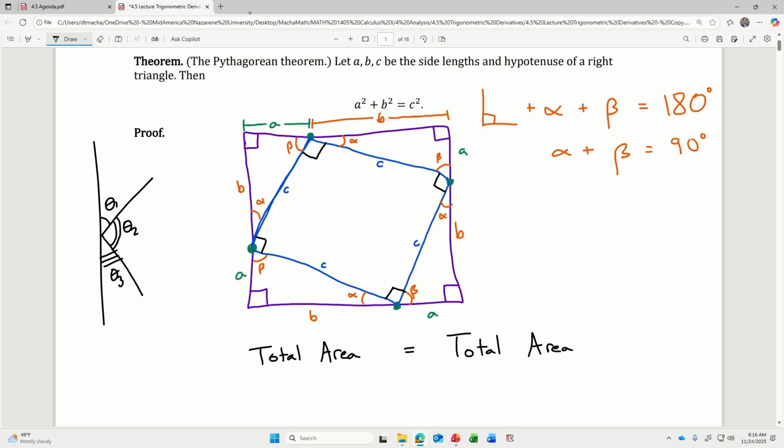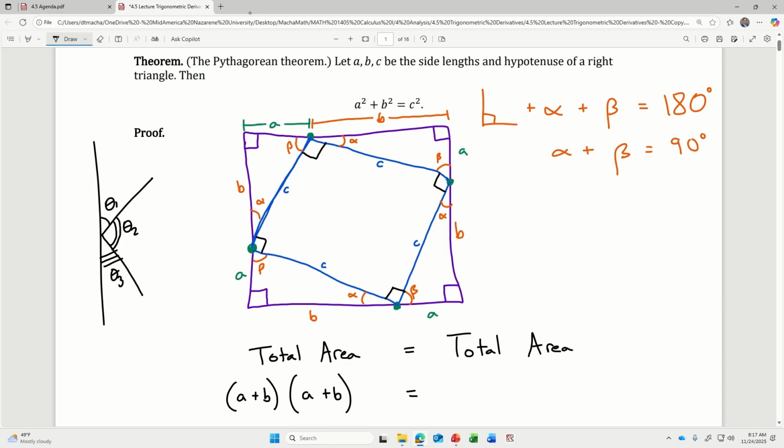One way I'm going to do this is by multiplying the height by the base, right? Pretend it's just a big purple rectangle. And of course, the base of this rectangle is the side A plus B, and the height of this rectangle is the side A plus B. So if I multiply those together, I get the total area.